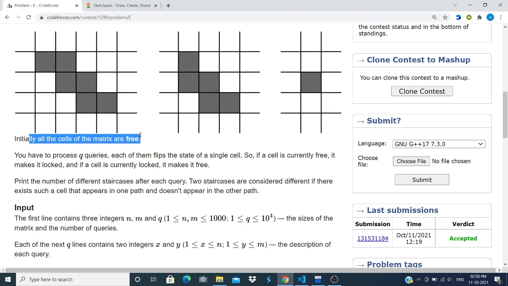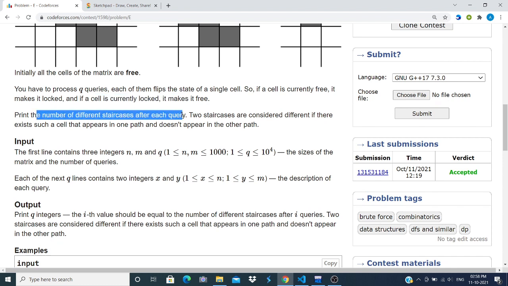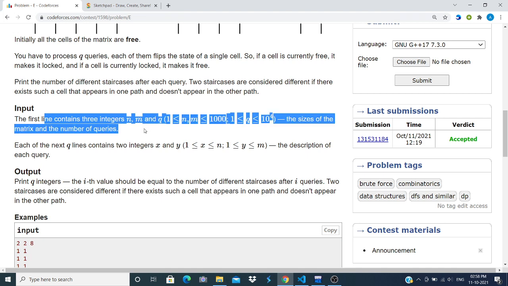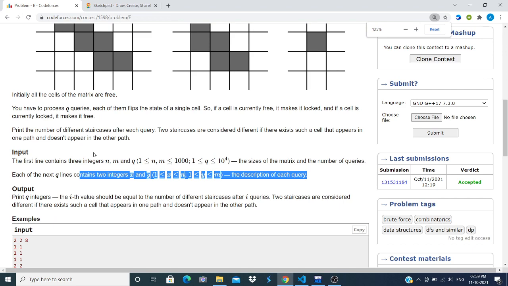Initially all cells of the matrix are free, none of them are blocked, and we have to process q queries, each of which flips the state of a single cell. If a cell is currently free, it becomes blocked, and if it is blocked, it becomes free. We need to print the number of different staircases after each query. We take n, m, q and print the number of staircases after every query.